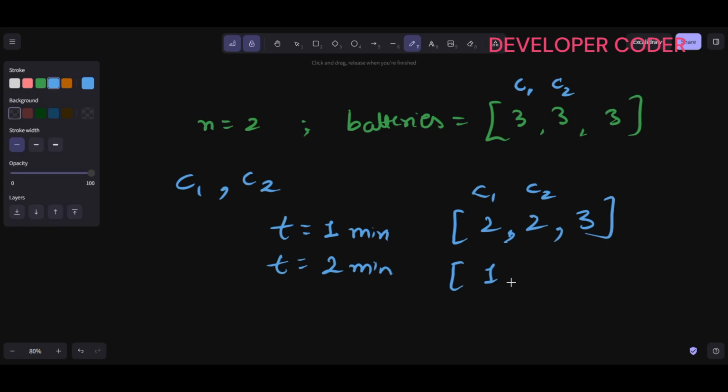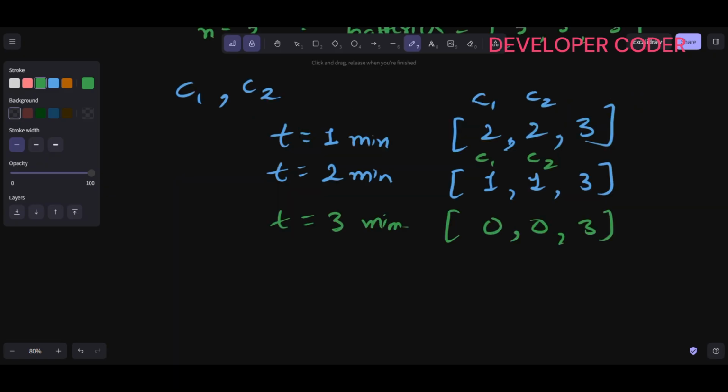Here this is going to become 1, this is going to become 1, and the third is going to remain 3. Okay, now let's suppose I plan to use this one as C1 and the third one as C2. Now at time t is equal to 3 minutes, what is going to happen? This battery is going to become 0, this is going to become 0, and the third is going to remain 3. Now again, I have to run two computers, C1 and C2. If I plug in C1 here, where am I going to plug C2 now? Here it is already 0, here it is already 0, so it is not possible.